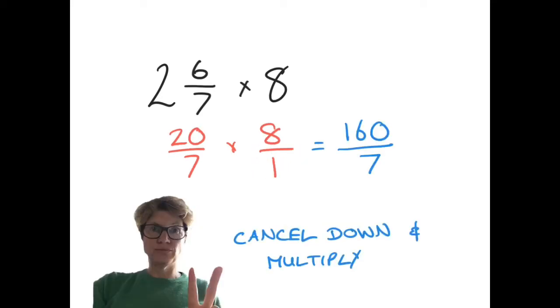Step 2, cancel down and multiply. We can't cancel down here. No numerator and denominator has a common factor, obviously apart from 1, which won't change anything. So we just multiply across. 20 multiplied by 8 is 160. 7 multiplied by 1 is 7.